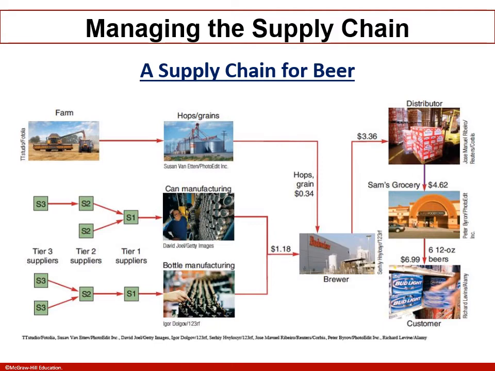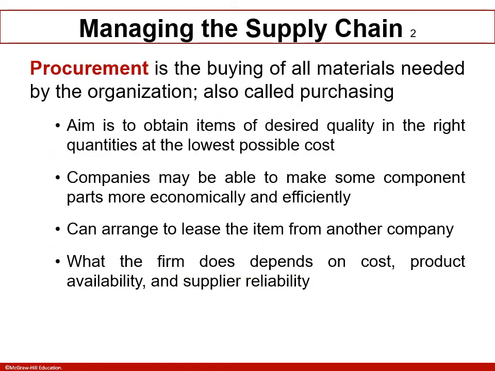So if we focus ourselves as a brewer, we say that hops, grain, can manufacturing, and bottle, they are tier 1 supplier, and farm, they are tier 2 supplier. You focus yourself as the brewer, so distributor is tier 1 customers, and Sam Grocery is a tier 2 customers, and finally customer is a tier 3, the third tier customers for the brewer. Okay, so you must be able to explain and describe an example.